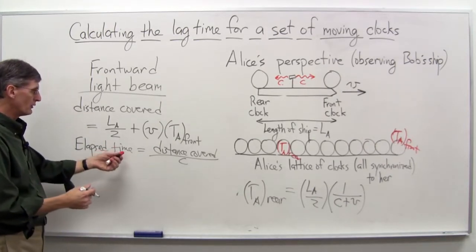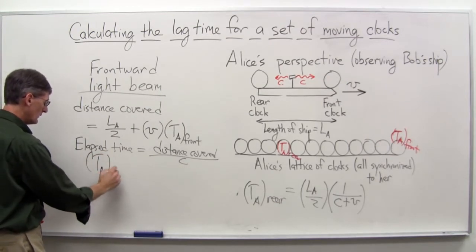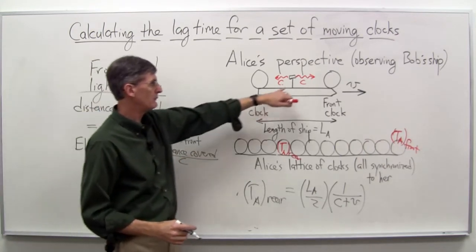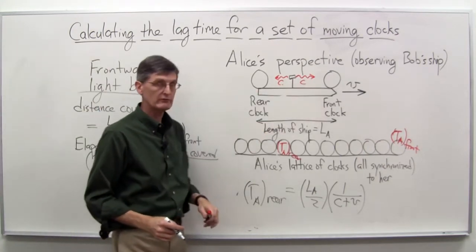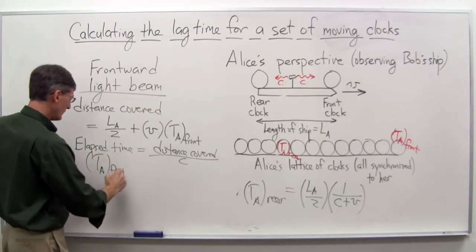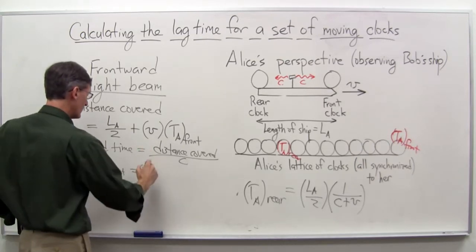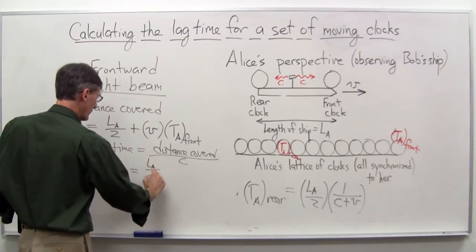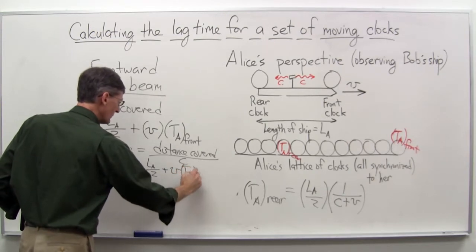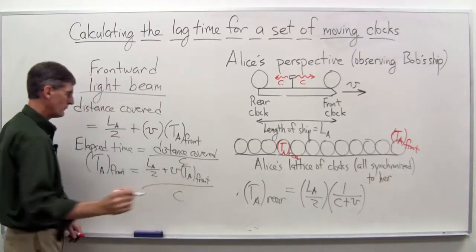The elapsed time, though, is simply TA front. That's the elapsed time between when the light beam is shot out of here and when it actually reaches the clock. And this is all according to Alice's measurements on her clock. So, very similar to before, TA front equals the distance covered, which is LA over 2 plus V TA front on Alice's clocks, all divided by C.